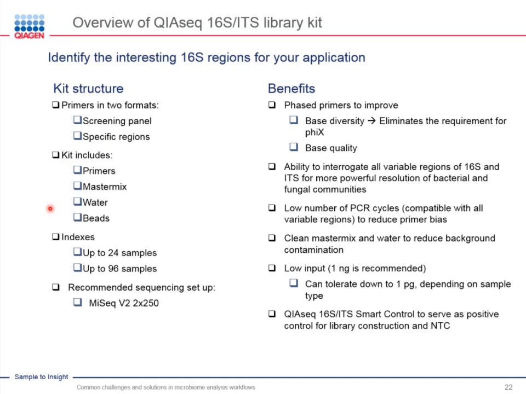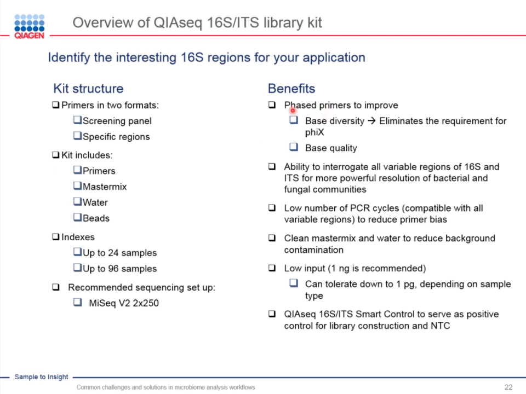In addition, the kit includes everything you need. So you have your primers, master mix, water, and beads for the entire workflow up to NGS. You can get this with 24 or 96 different indexes, so you can do up to 96 samples in one run from the beginning to the end directly on the MiSeq. So that's the structure. What are the benefits besides having the freedom to choose the primers you want?